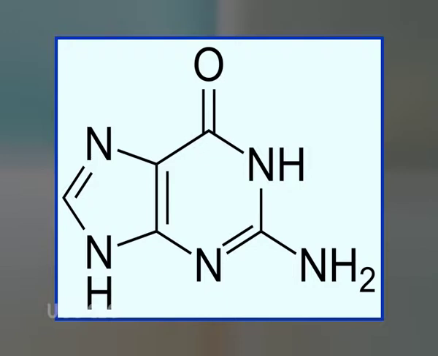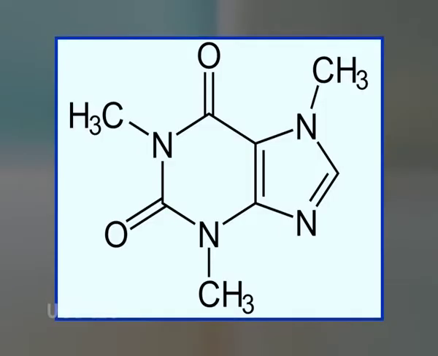It is a colorless insoluble crystalline substance with a molecular weight of 151.15 Daltons. It was first isolated from guano, bird manure, hence so named. Other purine derivatives are also found in plants.